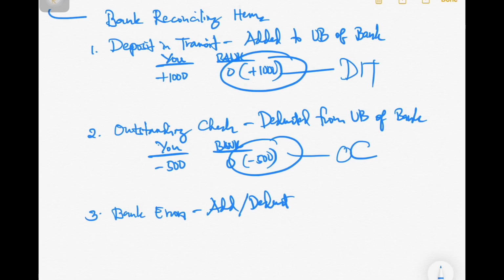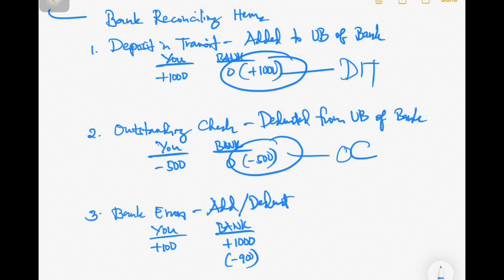How about for bank errors? Again, follow the logic earlier. Whoever made the error should be the one to correct it. And then let's say you deposited 100. Instead of recording 100, the bank recorded 1,000. So who made an error in this case? The bank. So the bank should adjust. Minus 900.